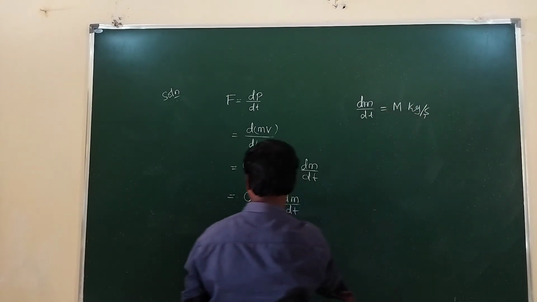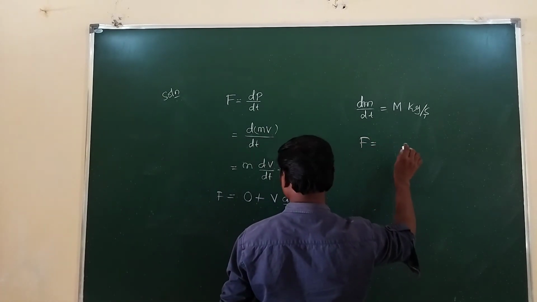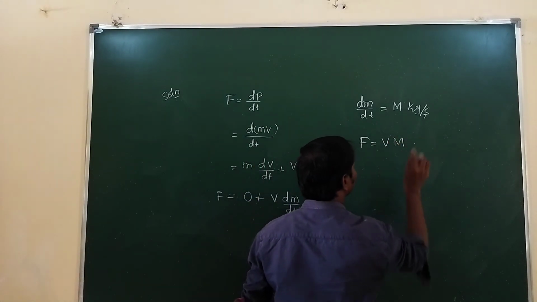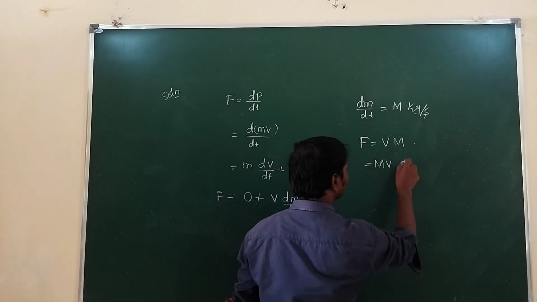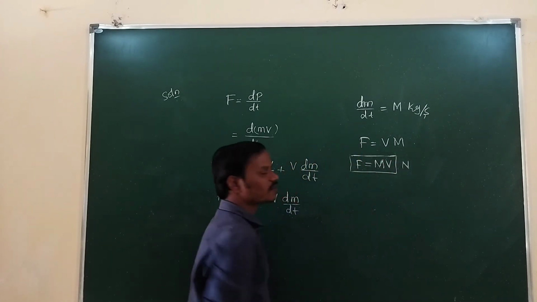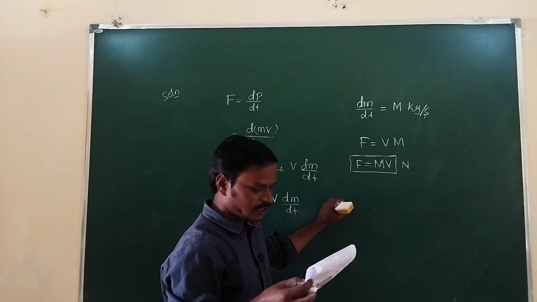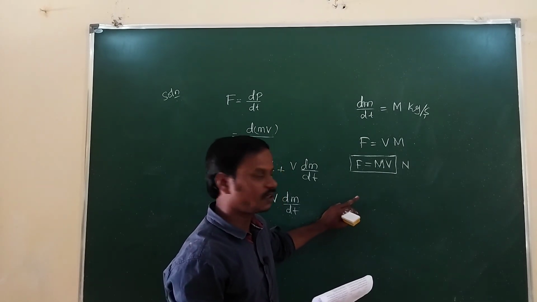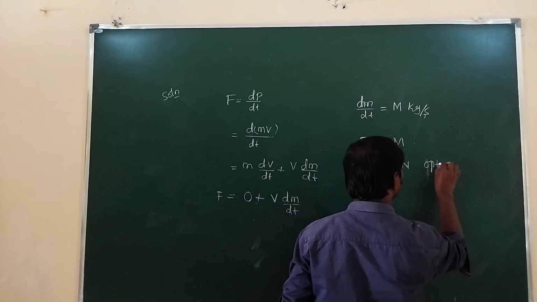So, let us substitute this value in this equation. Then F is equal to v as it is, then dm by dt is nothing but m kg per second. Now, it is m into v Newton. So, force is measured in Newton. So, options, first option mv by 2, second option 0, third option mv Newton, and last option 2 mv Newton. Option 3 is correct.